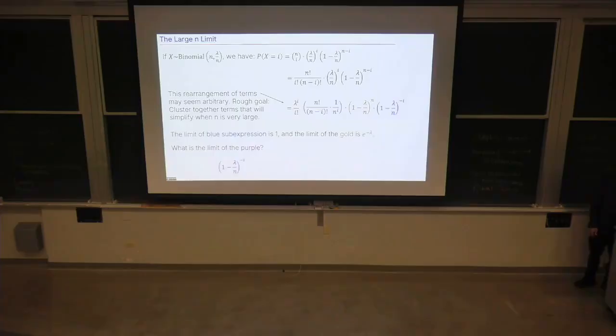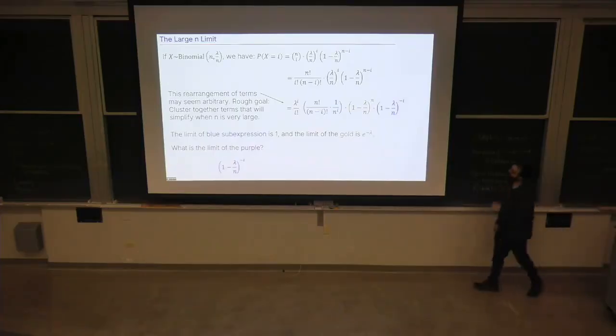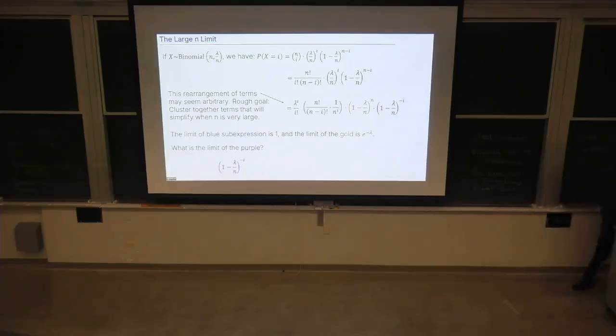I'm not going to. So the first one we got 1. The second one we got e to the minus lambda. And then we have one more to go, which is the purple expression. So the purple expression, this one's relatively straightforward. If we bring up n really big here, that n's going to swamp out this lambda. We'll end up with 1 minus 0 to the minus i. Doesn't matter what i is, we end up with 1.